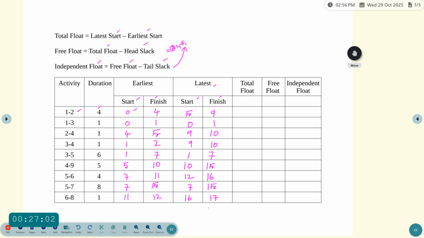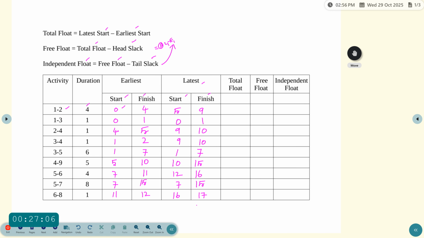See, so first starting value 0, and then adding with the duration: 0 plus 4, which is equal to 4. And the next activity 1 to 3, with duration 1. So starting event value 1. So your starting value 0. So you have to write 0 and then adding with the duration, we have 1.